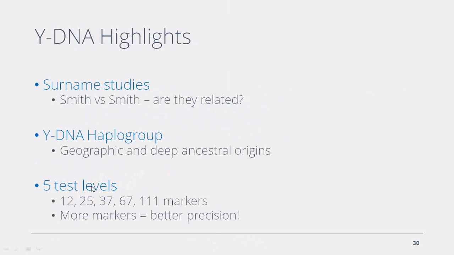Then Family Tree DNA offers 5 different test levels for YDNA. Basically, for YDNA, we test markers, which are essentially segments of the Y chromosome. And the more markers that are tested and compared with other customers, the more precise your results and your matches are going to be. And I'm going to show you in just a moment some time frames. So just be aware that we do have 5 different test levels.